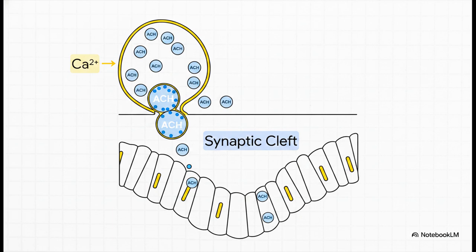This acts as the ultimate trigger, causing the cell to dump chemical messengers, specifically acetylcholine, across a microscopic 15 to 20 nanometer gap called the synaptic cleft, where it locks right into receptors on the muscle side.